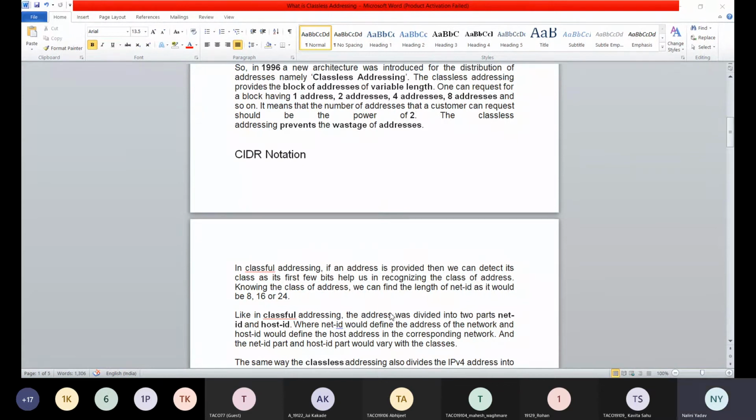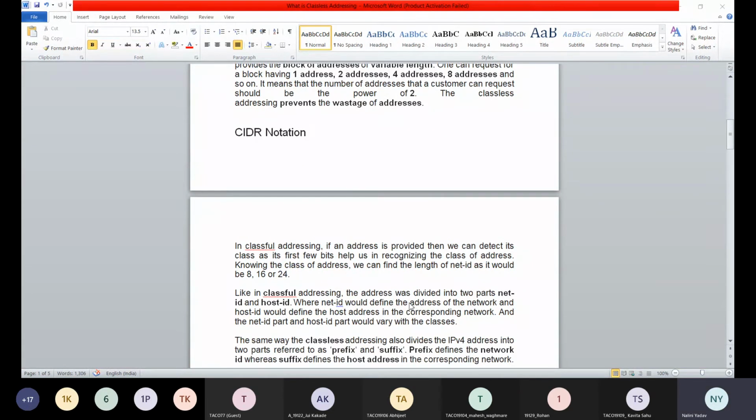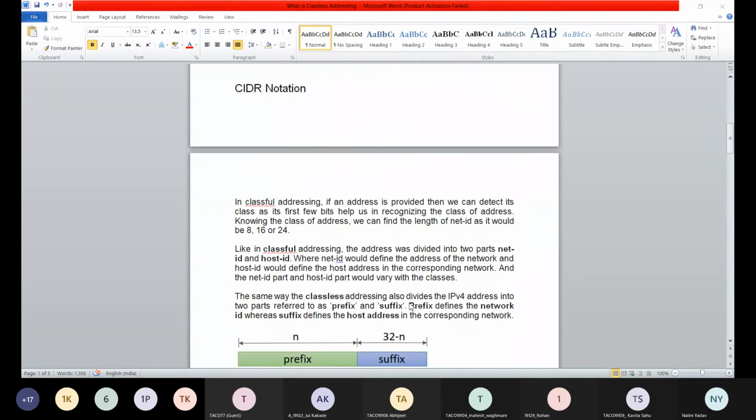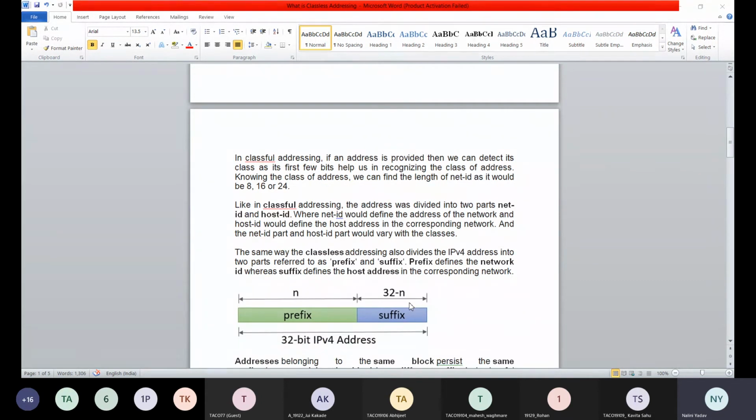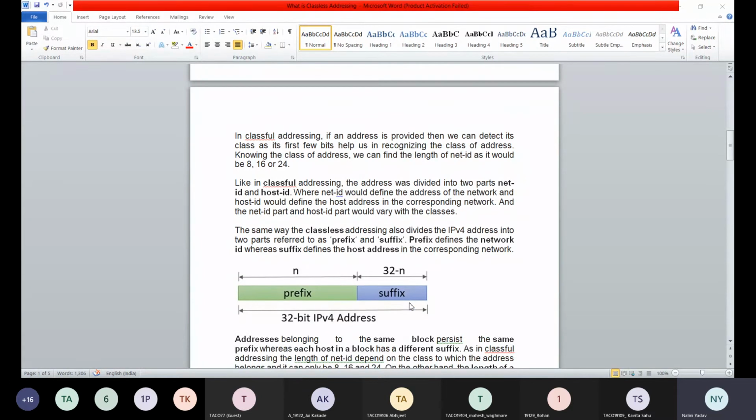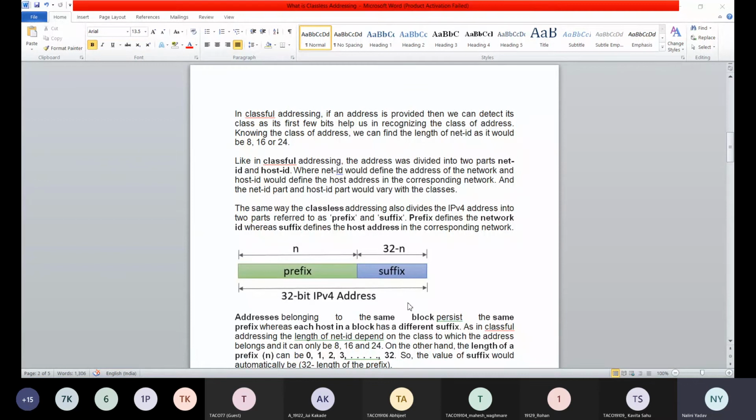Correct. Now in classful addressing, if the address is provided, then we can detect its class. Like in classful addressing, the address was divided into two parts, network ID and host ID. Fine. So in the same way, classless addressing also divides IP addresses into two parts, prefix and suffix. Prefix defines the network ID, whereas suffix defines the host ID, and that is of variable length. What happened in classful addressing? Network ID and host ID were of fixed length.